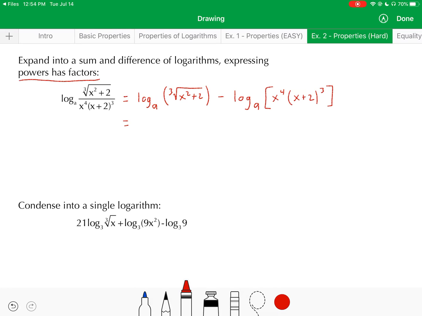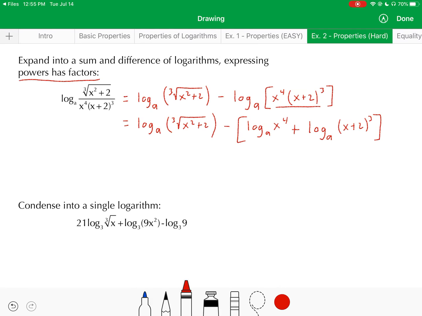And then from there, I'm going to focus in on the fact that the second logarithm is still a product of two expressions. x to the fourth is being multiplied by x plus 2 to the third power. So there I can use a product property. And I'm going to break this up into log base a of x to the fourth plus log base a of x plus 2 cubed.